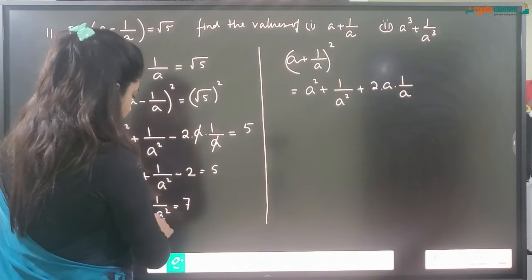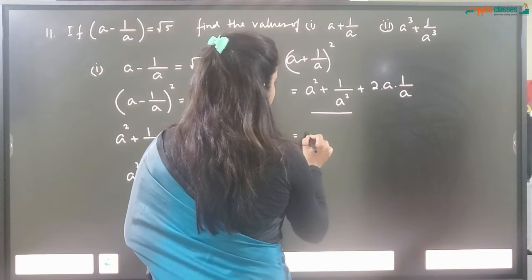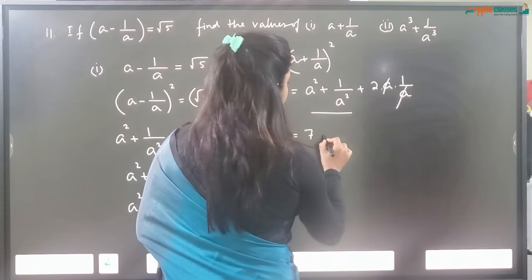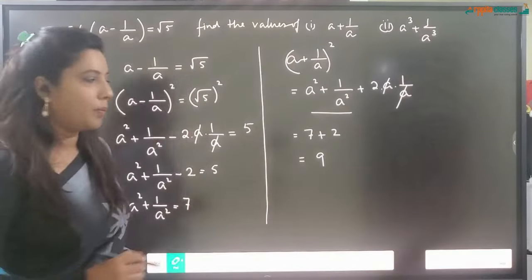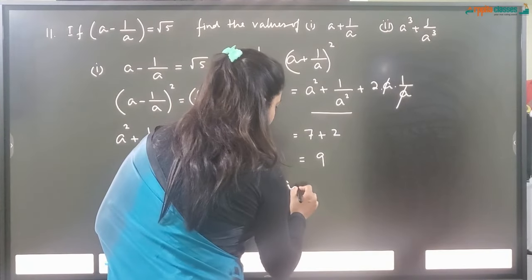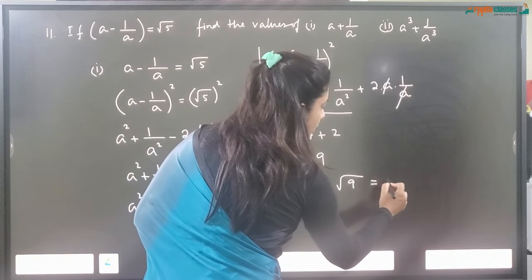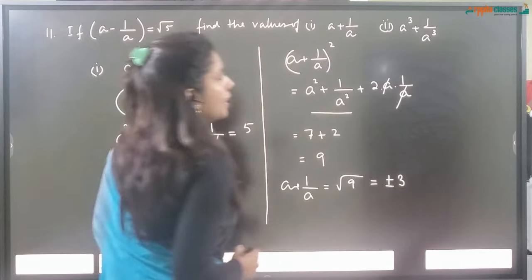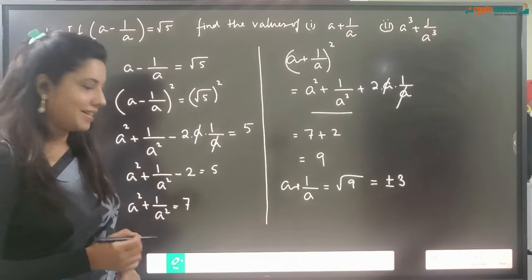Now a square plus 1 upon a square is 7. So let us put the value for this. It is 7. Here a and a will get cancelled. 7 plus 2. So that is 9. So a plus 1 upon a whole square is 9. Therefore a plus 1 upon a will be square root of 9 and square root of 9 will be plus minus 3. So the first answer we got, that is a plus 1 upon a is plus minus 3.